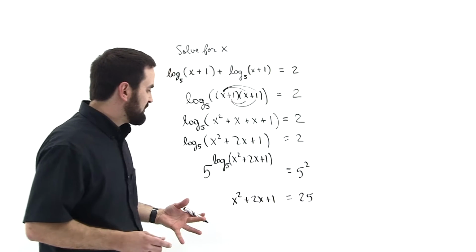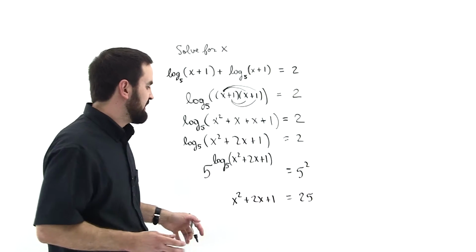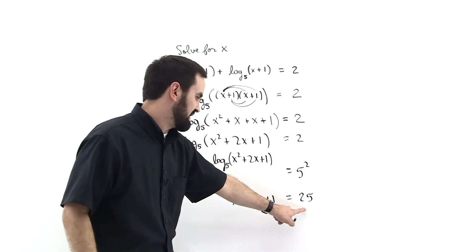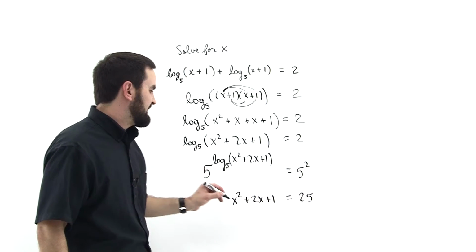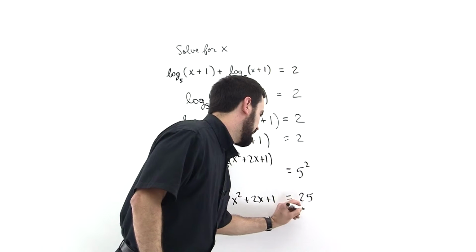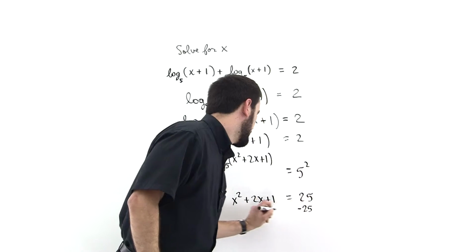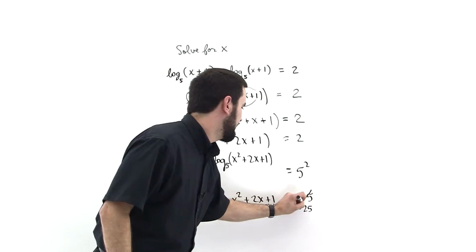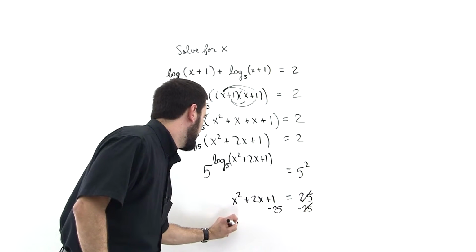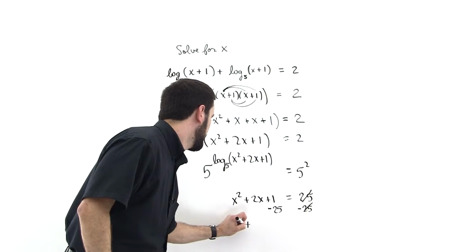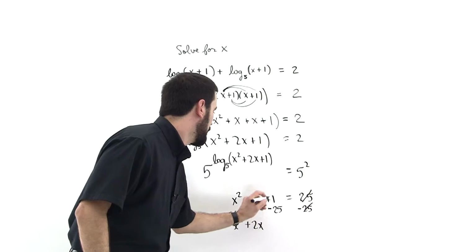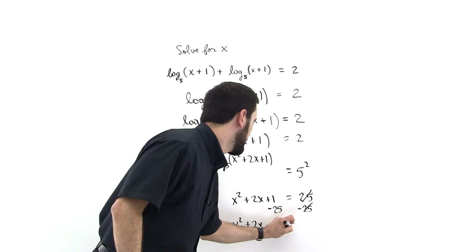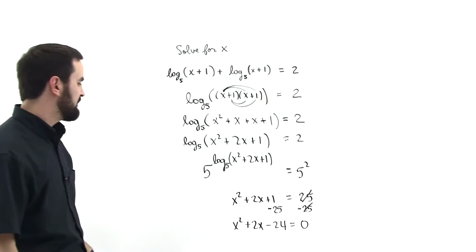So we're going to need to use the quadratic formula to solve for this. So let's bring this 25 over to put this equal to 0, so that it's in the correct form that we can use the quadratic formula. So minus 25, this will cancel, and we will obtain x squared plus 2x, 1 minus 25 is minus 24, and that equals 0. So now we can use the quadratic formula.